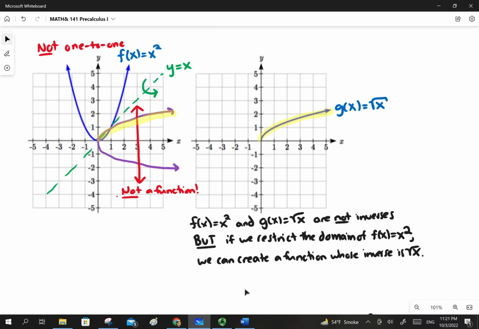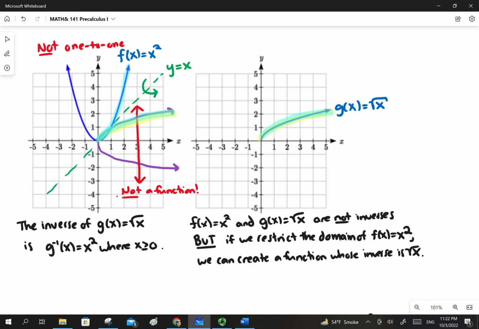So the bad news is that no, x² and √x aren't true inverses. But the good news is that if we restrict the domain of x², we can create a function whose inverse is √x. We just have to limit ourselves to the right half of the parabola, which is the half that creates the square root function when we reflect across the line y = x. So the inverse of the square root of x is x², where x is greater than or equal to 0.